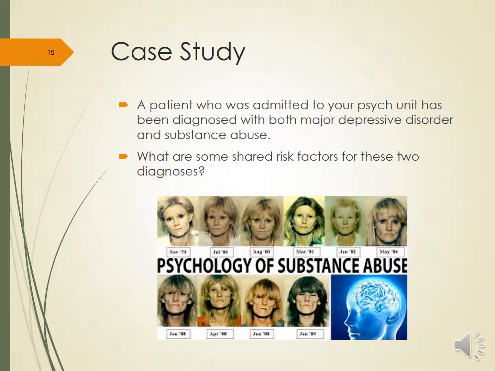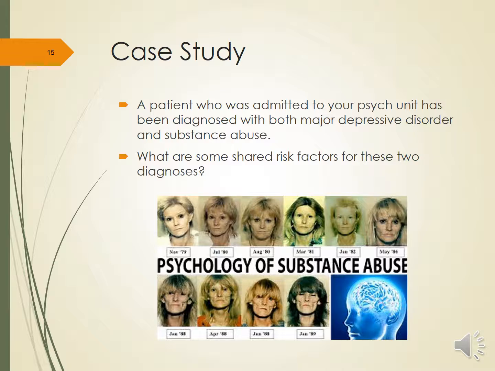So let's suppose we had a patient that was admitted to the psych unit that was diagnosed with both major depressive disorder and a substance abuse disorder. So what are the shared risk factors? Genetic vulnerability, underlying brain defects, and stress and trauma at an early age. The slide also shows you some pictures that were part of a long-term study on methamphetamine.